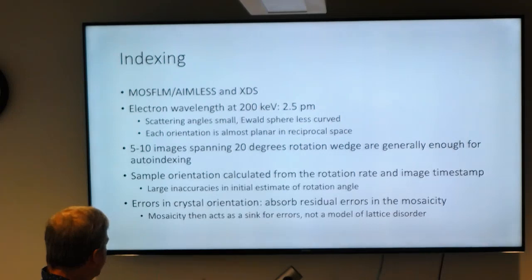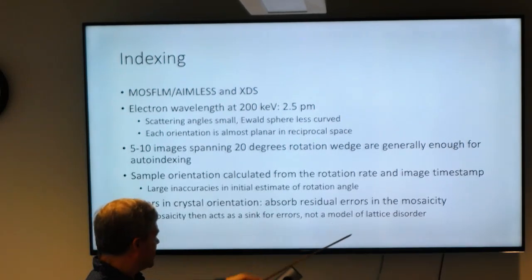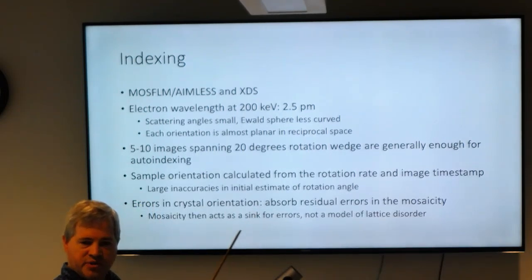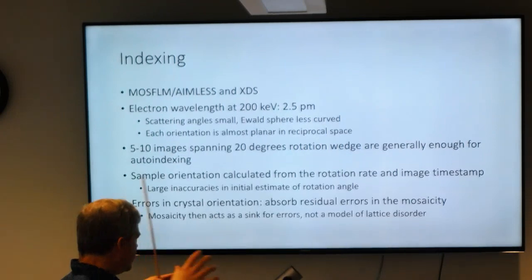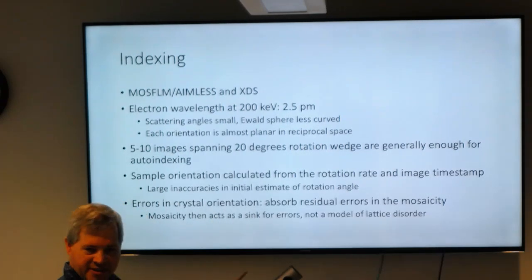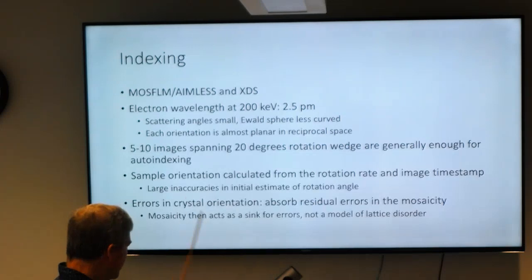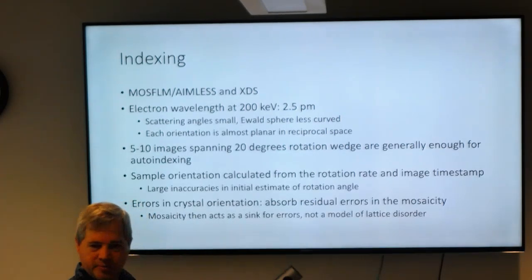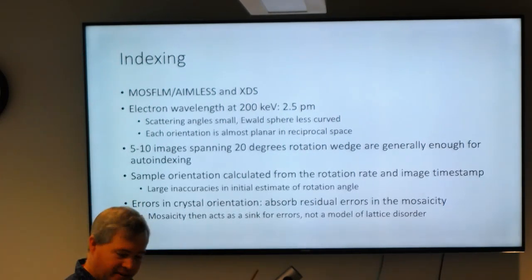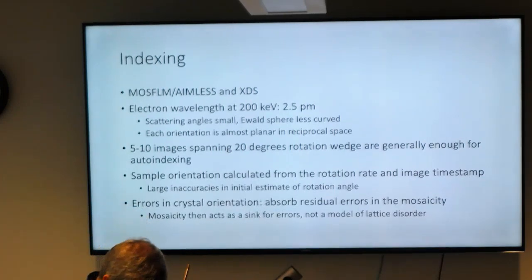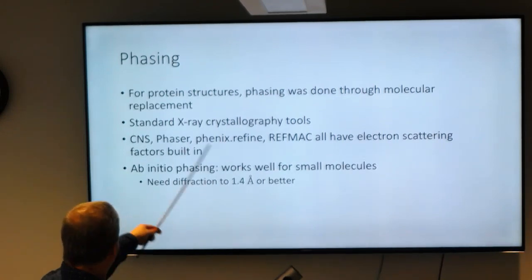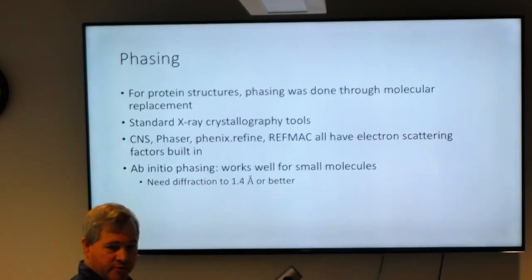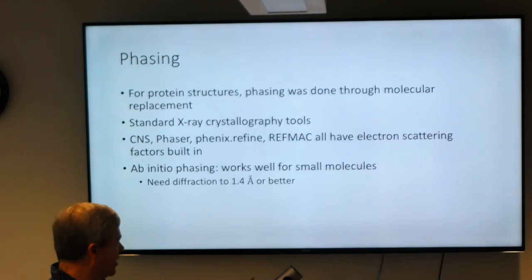For the various errors, they use this mosaicity term to absorb residual errors. It wasn't a real mosaicity error, but any sort of error would get lumped into this thing they called the mosaicity of the crystal, so that it would act as a sink for problems with any sort of crystals. But it all worked out somehow. The phasing for protein structures is pretty much always done through molecular replacement, because you can't.